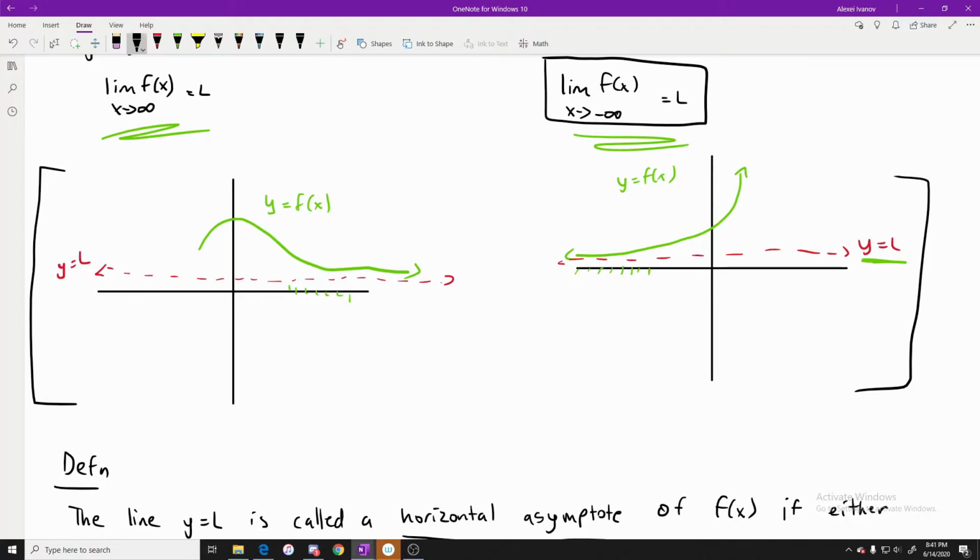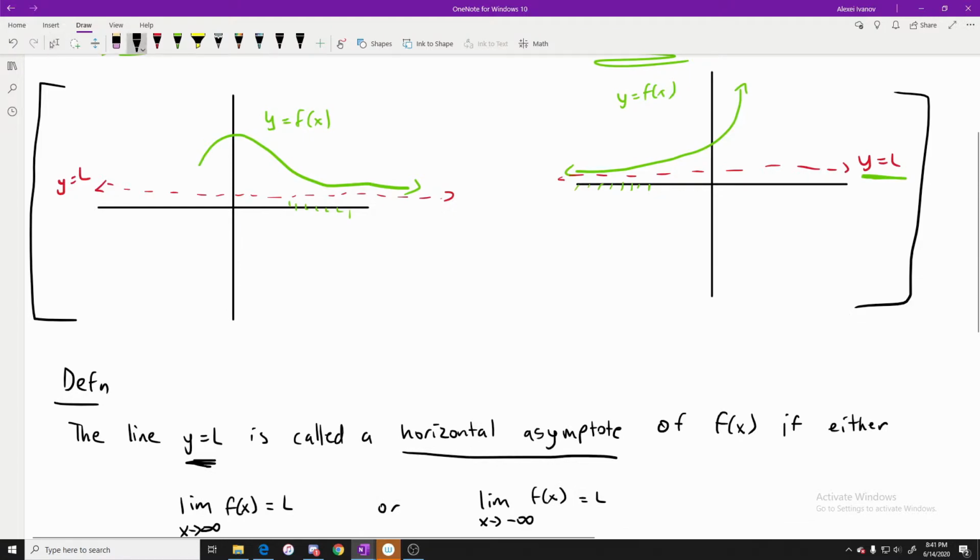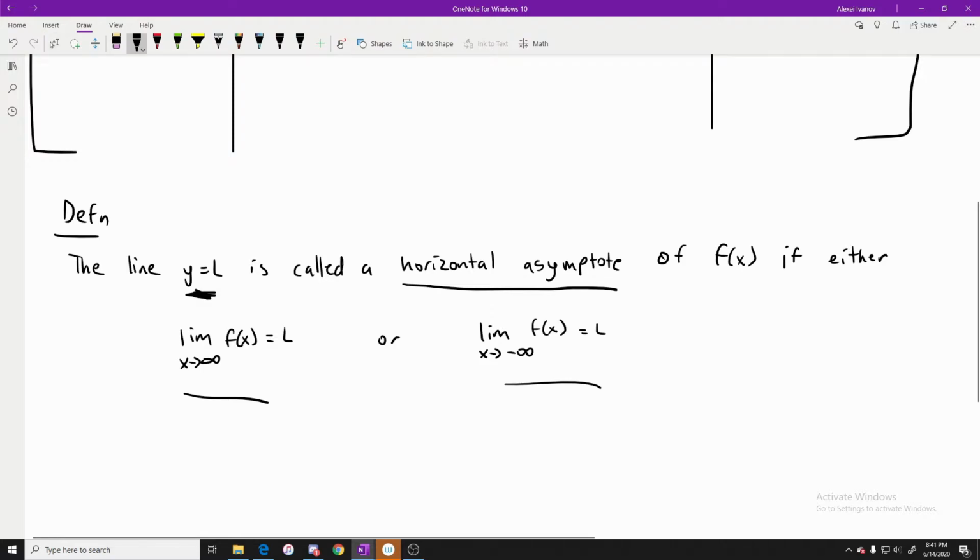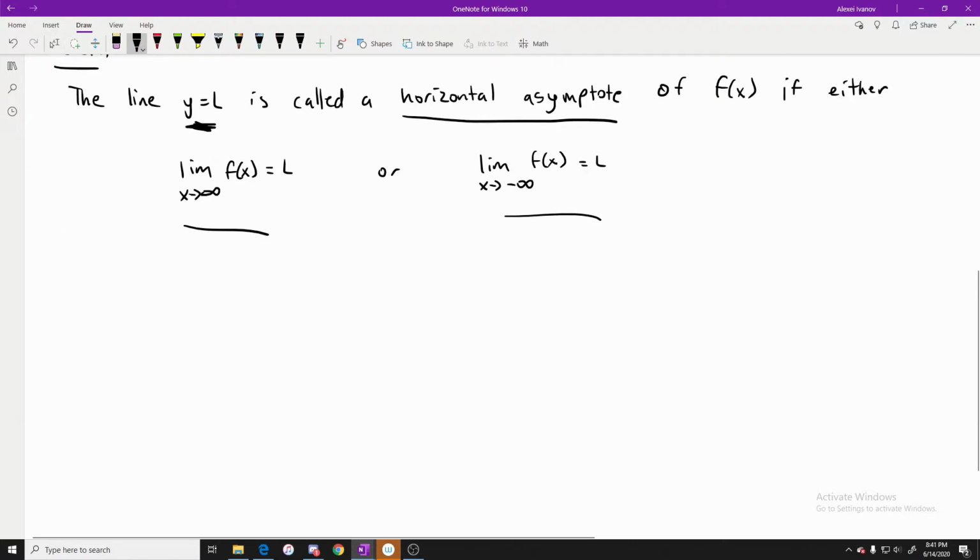So if, as we take x and get arbitrarily large, this y value approaches one specific value, let's say in this case L, or if we take the opposite and x gets arbitrarily small and we approach this y value of L, in both cases we can say that the line y equals L is called a horizontal asymptote of y equals f of x. Now this is important to know, especially this definition, because from a given function we're able to find the horizontal asymptotes by algebraically manipulating the limit.